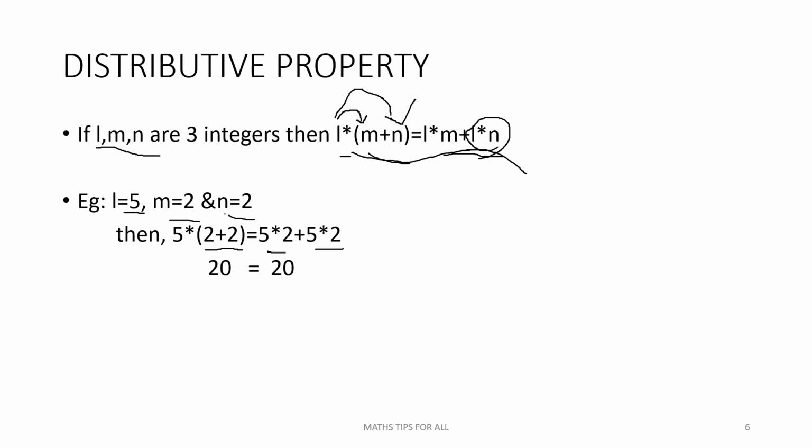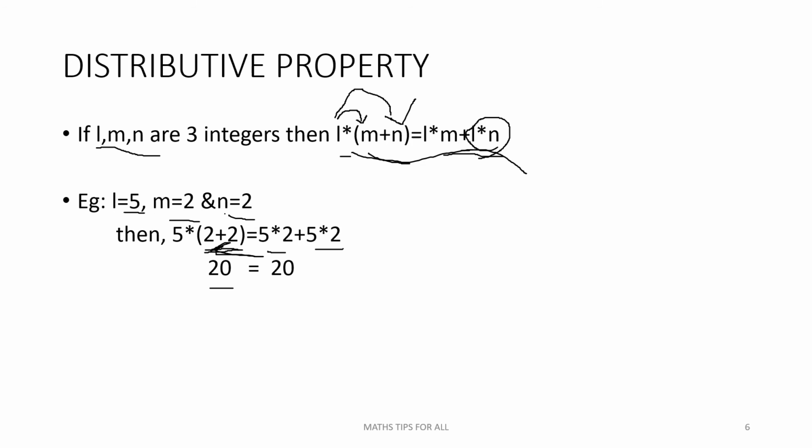So always give preference to the integers which are in the braces. That means 2 plus 2. Firstly you have to perform this addition because it is in the braces. So it is 4. 5 4s are 20 is the answer.